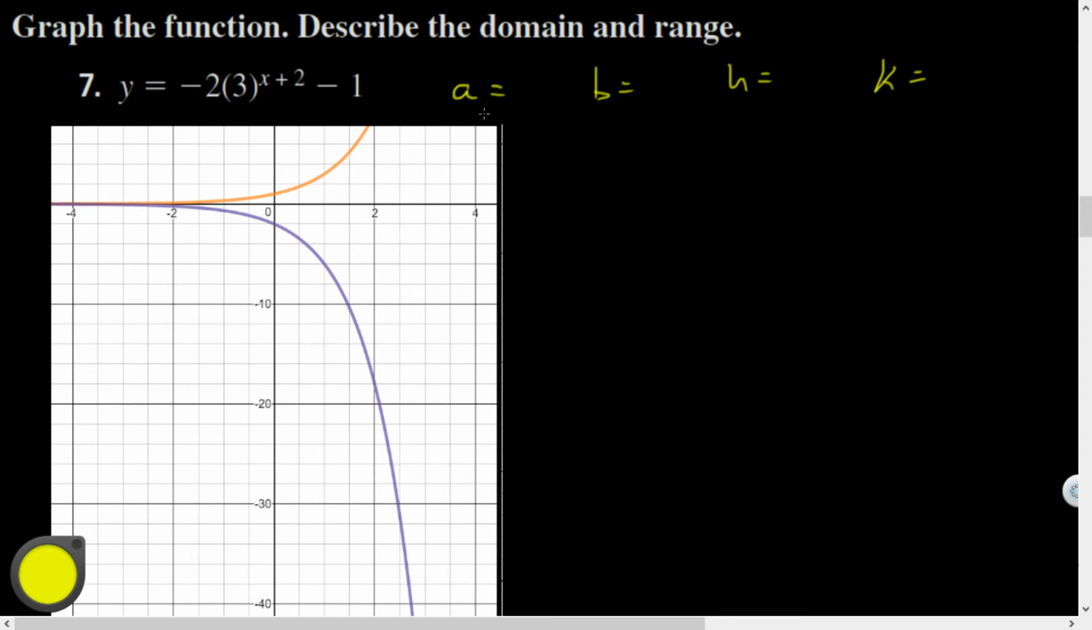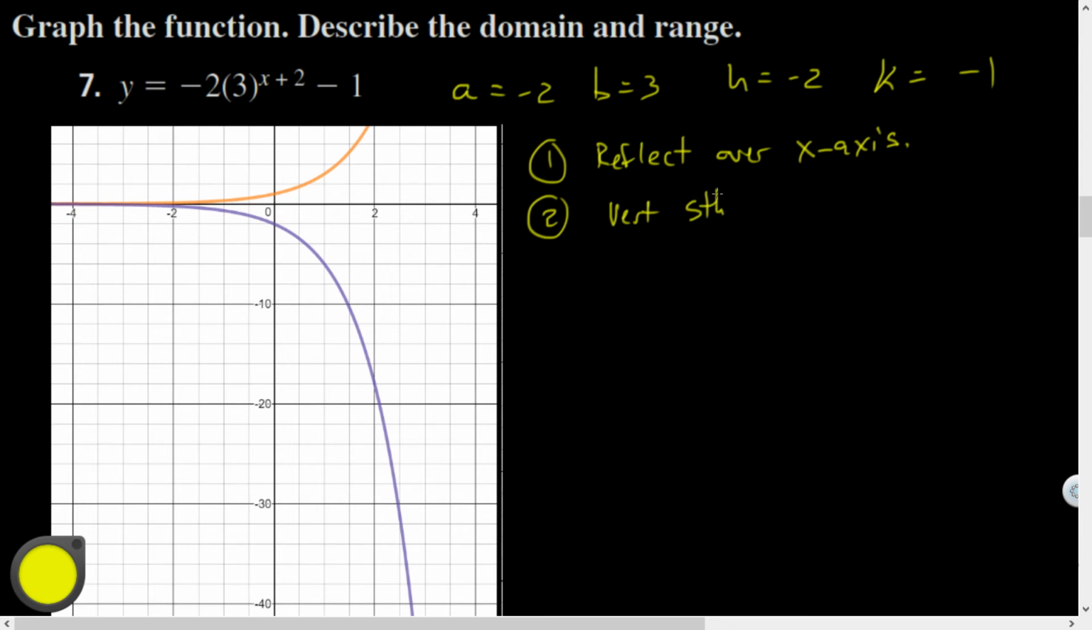What was the A equal to here for this equation? That would have been the -2. The base was what? The 3. H is going to be the opposite of this number, so H is -2, exactly. And K was -1. So I'm expecting this -2 was a reflection over the x-axis is what happened. Right, that's what the negative did. The 2 was a vertical stretch by 2.